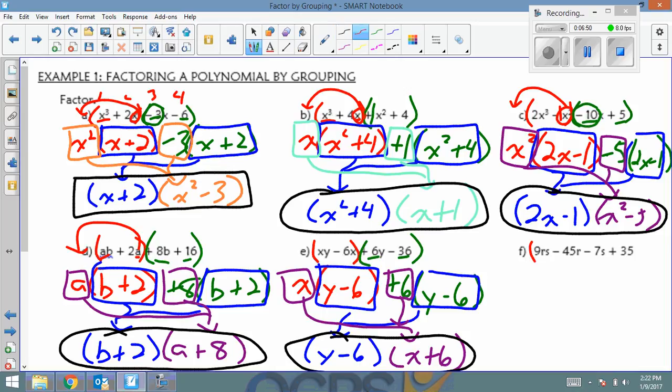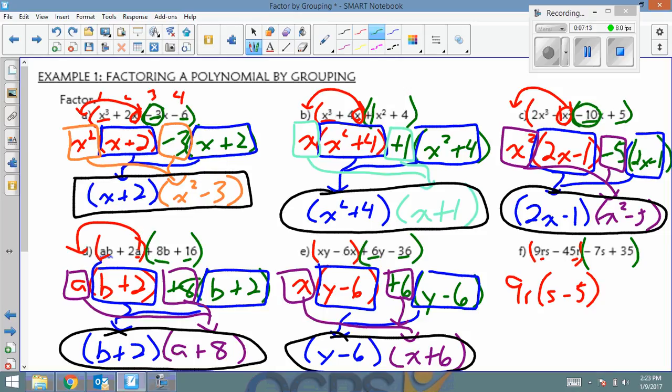Okay, your last one is these 2. And then you do the last 2. Okay, because this has numbers and letters, you need a number that comes out. What number goes into 9 and 45? It's 9. And then they both have an R, so we're going to pull an R out. That leaves me with just S minus, and 45 divided by 9 is 5.